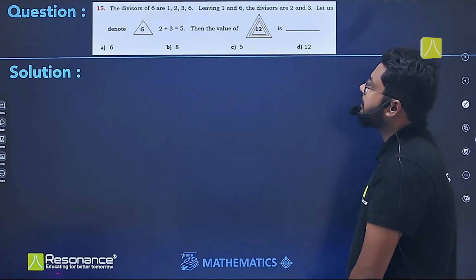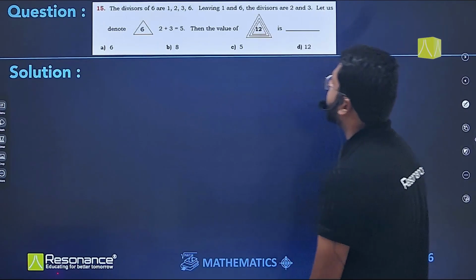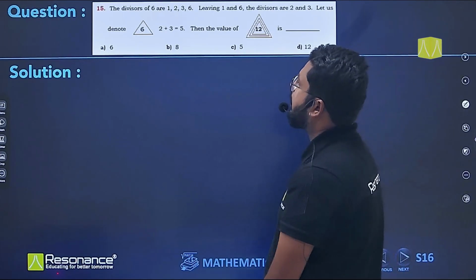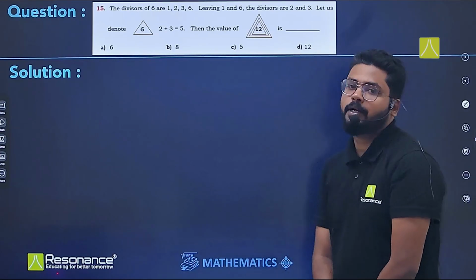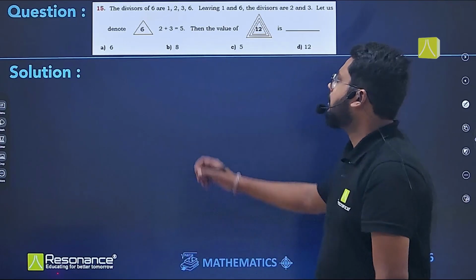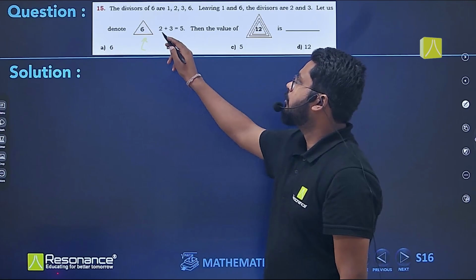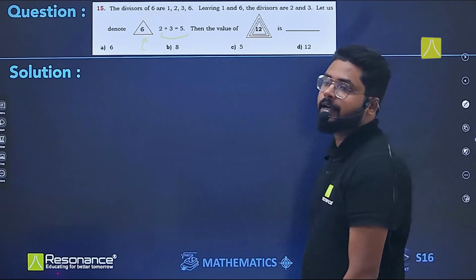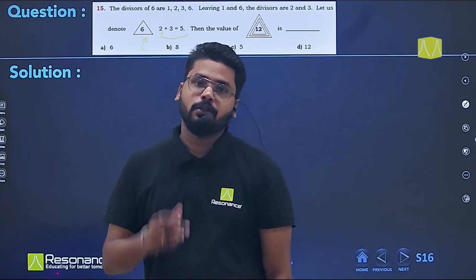The divisors of 6 are 1, 2, 3, leaving 1 and 6 behind. The divisors are 2 and 3. So let us denote triangle 6 as 2 plus 3. It's some operation or pattern we can see. For one triangle, 2 plus 3 is 5. So we have 12 inside 3 triangles, so we have to decode 3 triangles.